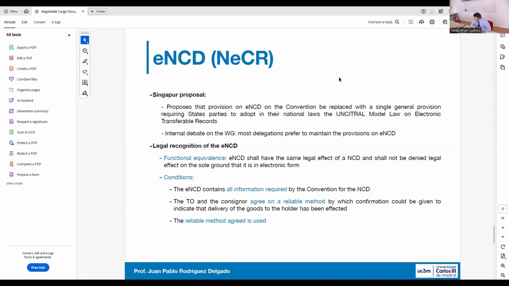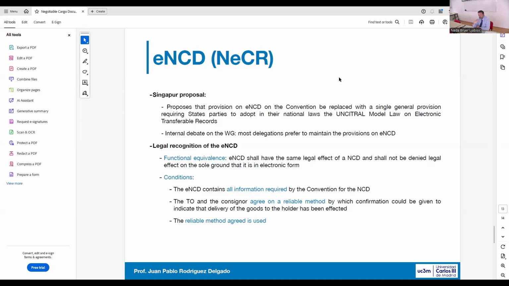And lastly, in my last minute, the convention establishes chapters on the electronic negotiable cargo records. So there is a chapter for negotiable cargo records on paper, and another chapter on electronic negotiable cargo records or electronic cargo documents. There is a proposal from the government of Singapore saying we don't need a chapter in the convention on electronic records. And why? Singapore says, because we have the model law on electronic transferable records. So the proposal of Singapore is that the provision on electronic documents be replaced with a single general provision requiring the state parties to adopt under national law the UNCITRAL model law. This is the solution of Singapore.